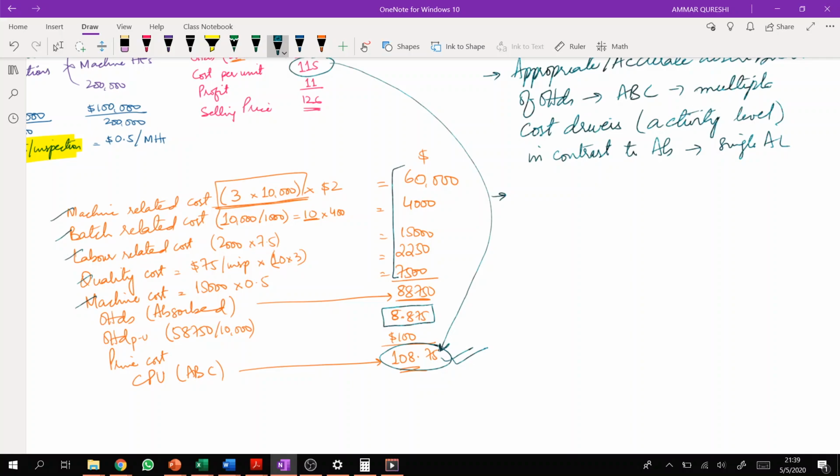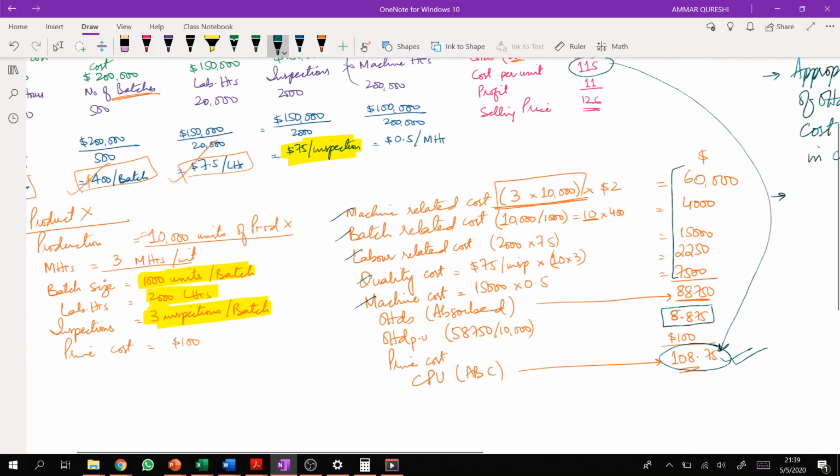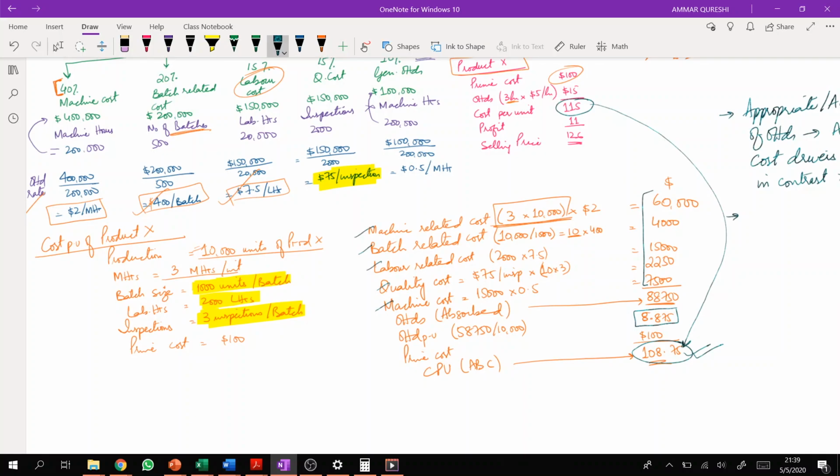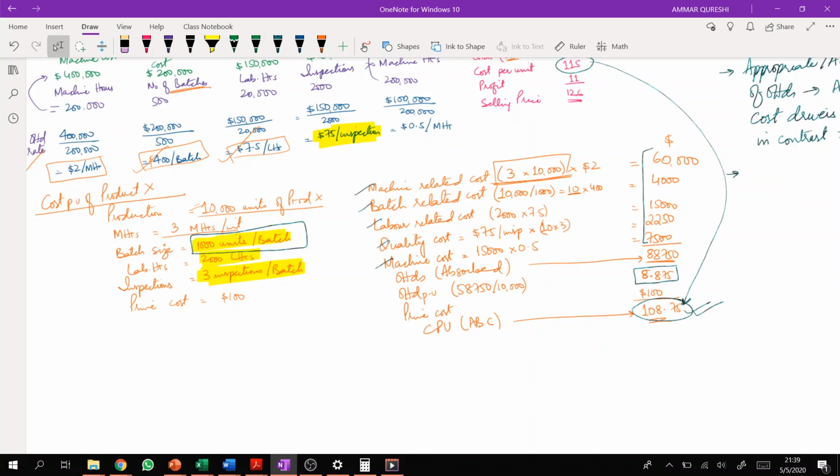So if you want to control your cost, if you want to reduce your cost, then you can use activity based costing as a tool for doing so, right? Because we get so much information in ABC. Let me give you a very simple example. See, batch size in this case is 1000 units per batch, right? For example, if we have capacity, the company decides to manufacture 1200 units per batch instead of 1000 units per batch.